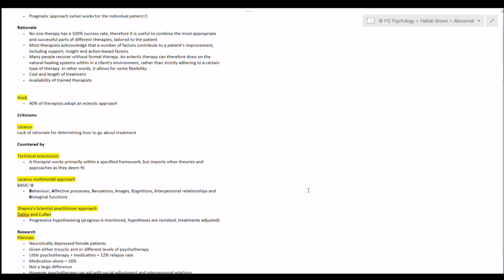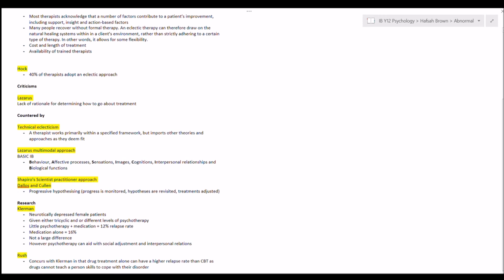approach, which recognizes a number of factors in the onset of a disorder or in the experience of a disorder. This acronym BASIC IB is behavior, affective processes, sensations, images, cognitions, interpersonal relationships, and biological functions. So ideally in such a therapy you would be looking at all of those things rather than just focusing on one and missing out on a really crucial element.